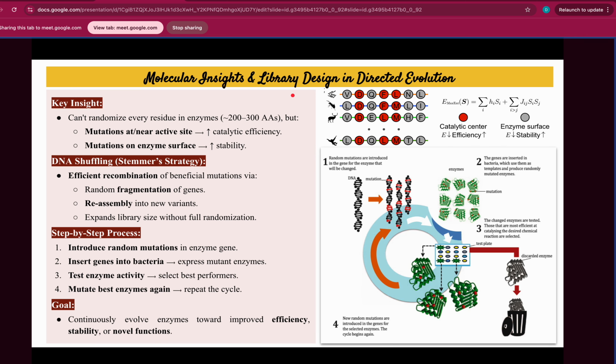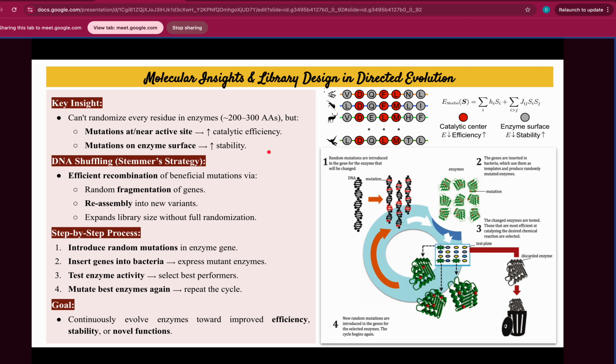Now, different molecular insights and library designs in directed evolution. So, where to perform these mutations? If we are considering an enzyme, then normally we bring these mutations near the active site, because if we change a residue in the active site, then it can change the catalytic efficiency. It can increase it or decrease it. So these are the sites where mutations are preferred. Next is mutation on the enzyme surface.